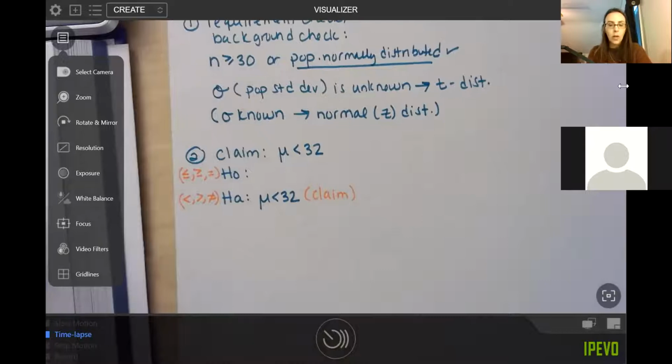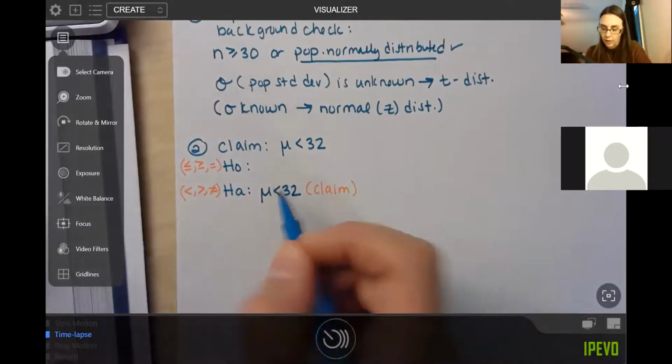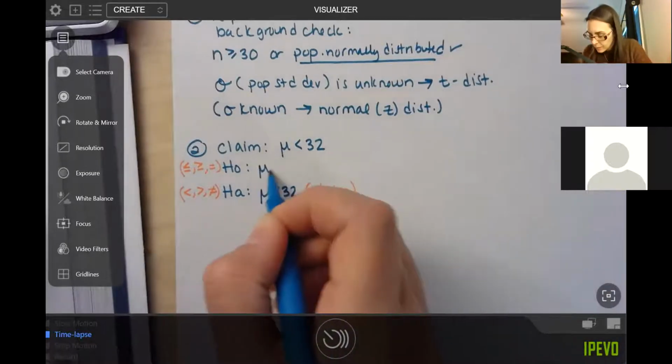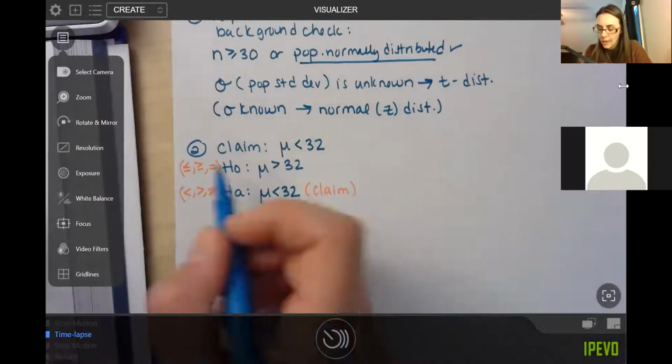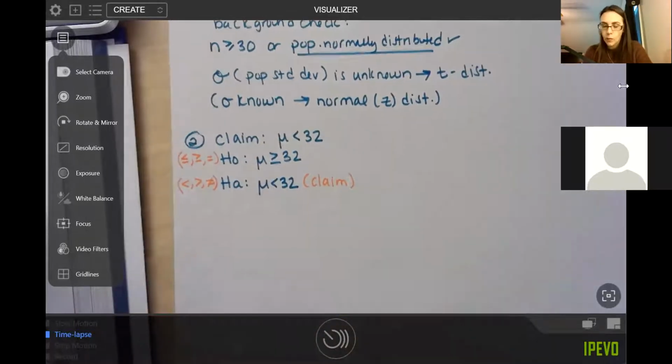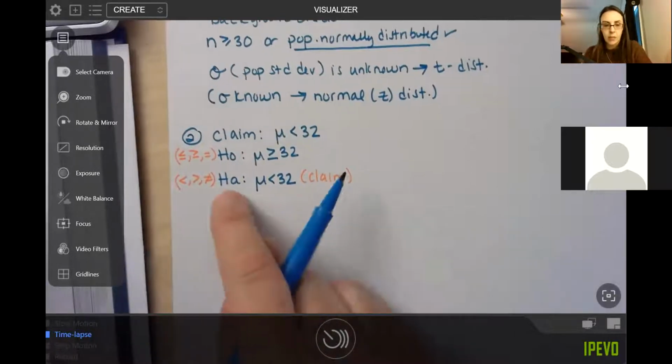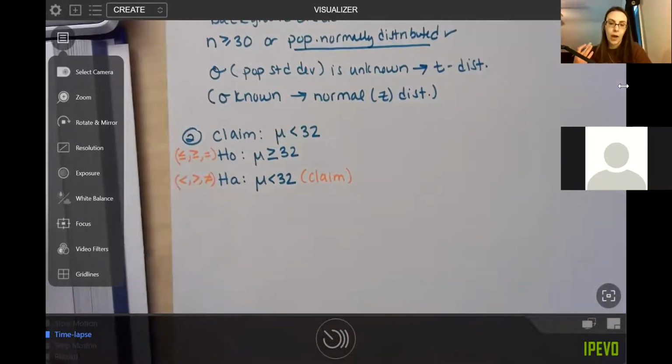And then whichever one you don't fill in, it's going to be the opposite. So the opposite of less than is greater than. But you do need equality for the null. So it's going to be greater than or equal to. So the null piece will always have an equal piece to it somewhere, whereas the alternative will always be strict less than, greater than, or not equal to.